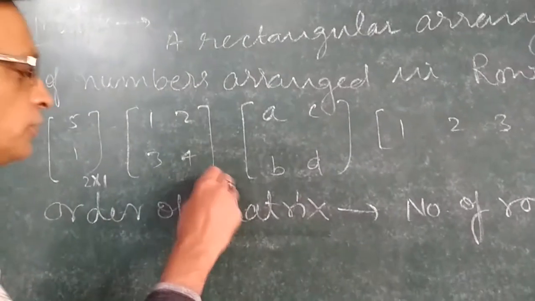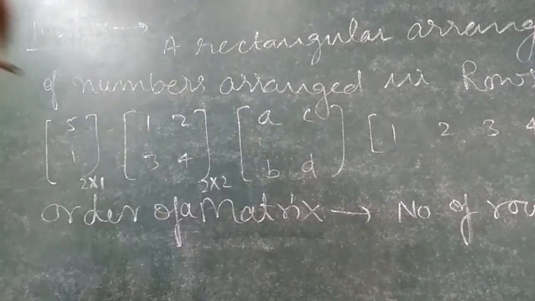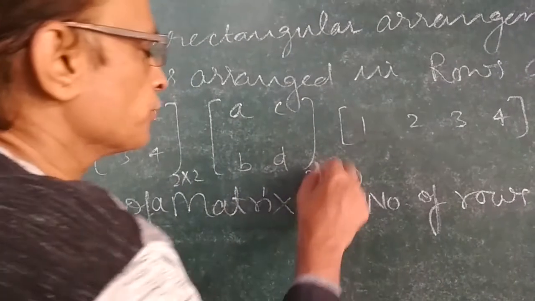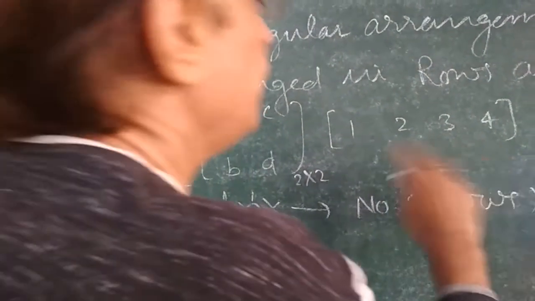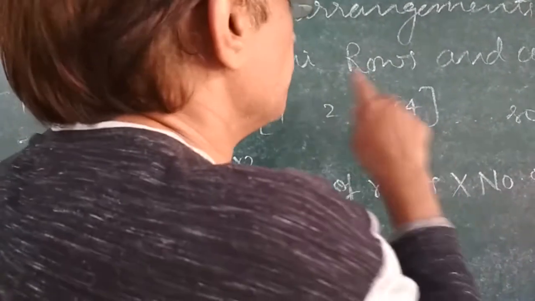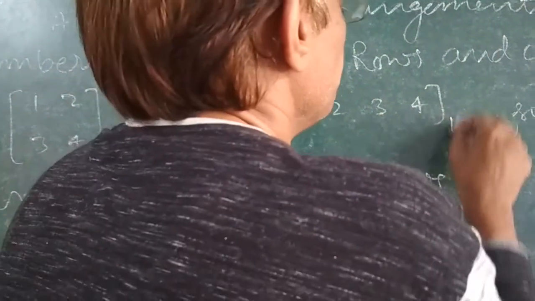Now what is the order of this? 2 by 2. 2 columns, 2 rows. And here also 2 rows, 2 columns, square matrix. And here you see 1, 2, 3, 4. There are 4 columns and 1 row. So 1 into 4.